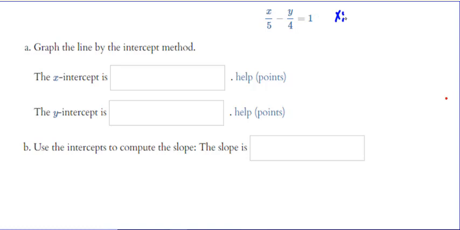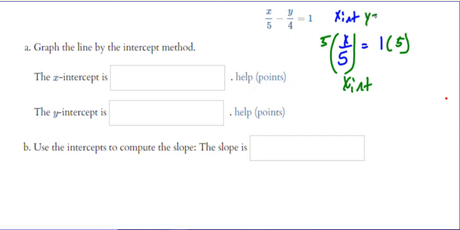Let's look at the x-intercept. So it'll have x over 5 equals 1. So I would multiply both sides by 5. So the x-intercept is 5, which would be 5, 0, right? So you can do it like this and not even have to worry about clearing your fractions.